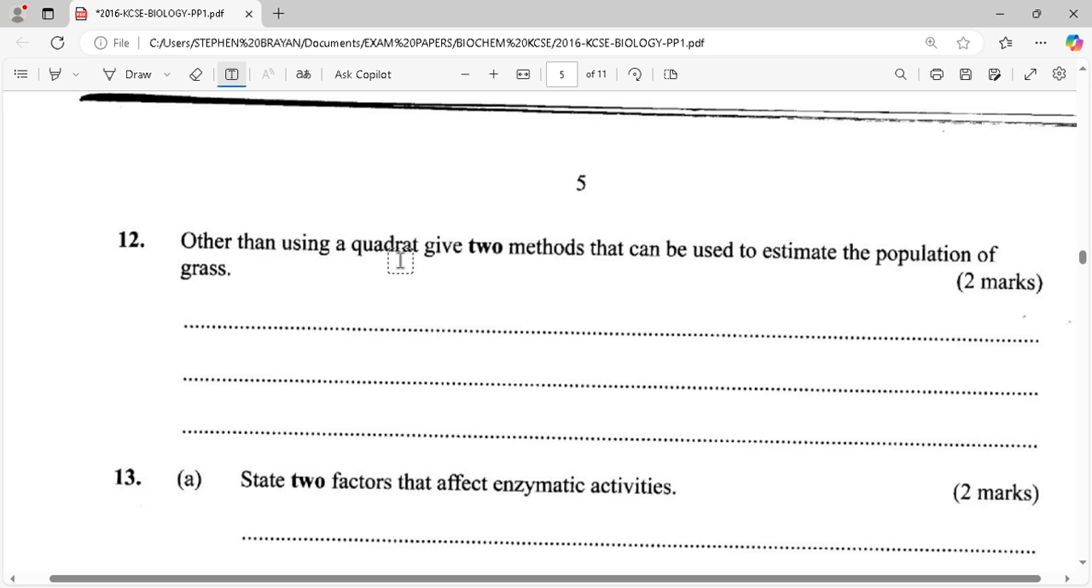I've ruled out capture-recapture, and the quadrant method has also been ruled out by the question, because the quadrant method can be used to estimate population of grass but the question says other than. That means quadrant should not be the answer. So the other two answers remaining are the line transect method and the belt transect method. I hope that has been understood very well.